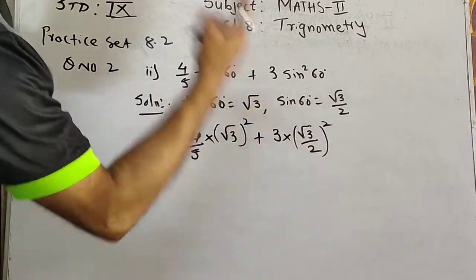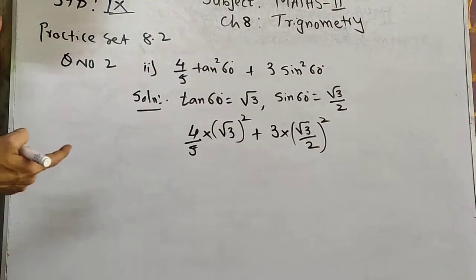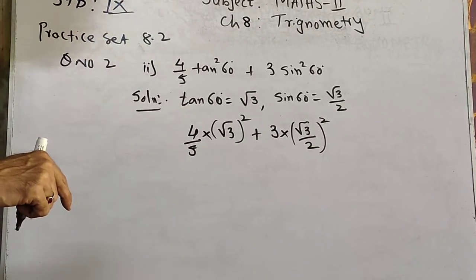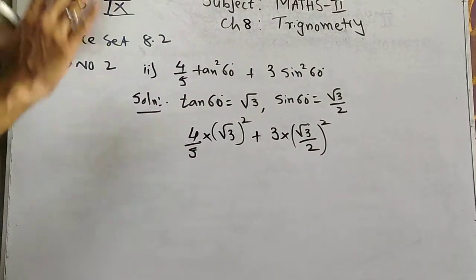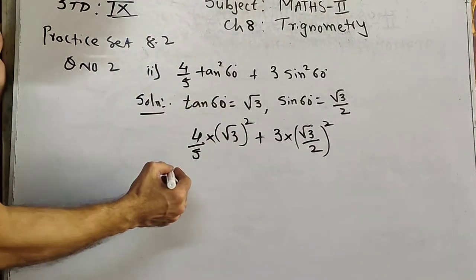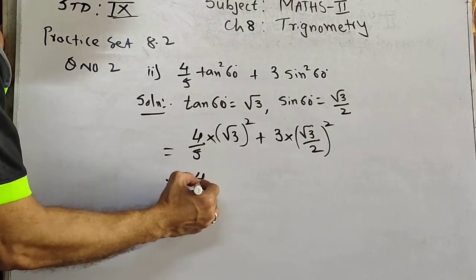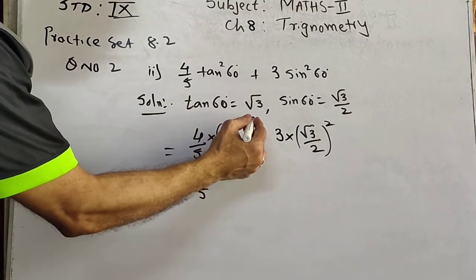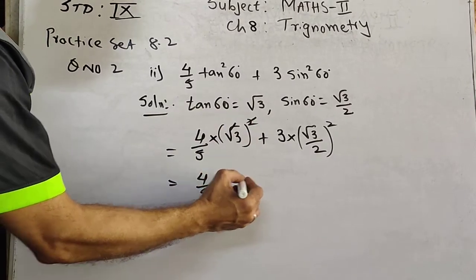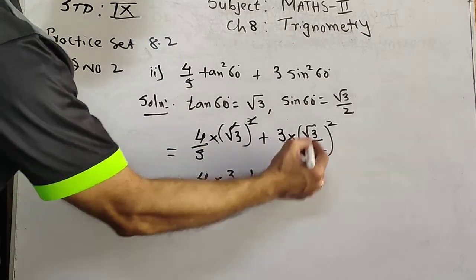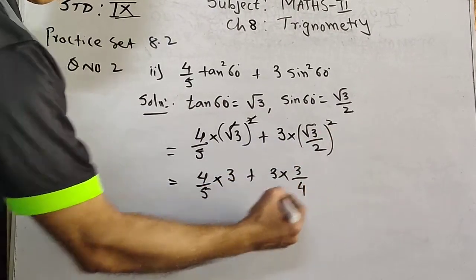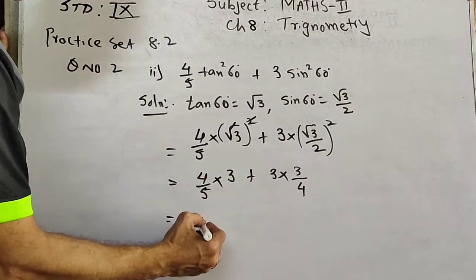You have to do the square of this value because here square is there. If cube is there, then you have to do the cube also. If the index is 4, then you have to write 4, whatever it is. Now here square is there, so I have written square. So now here 4 upon 5, root 3 ka square if you do, you will get 3. Square and square will get cancelled. You will get 3 plus 3 into root 3 square is 3 and 2 square is 4. 2 ka square 4.